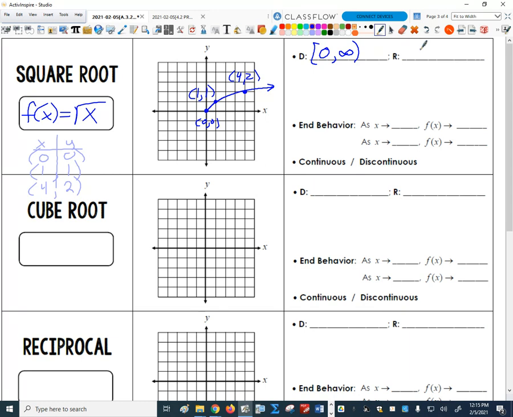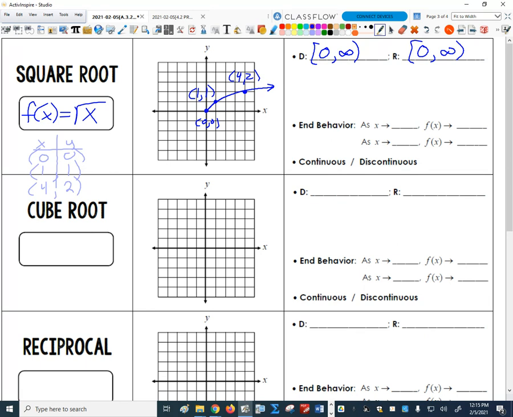Okay, so look at the y. It goes up forever, doesn't it? The y values increase forever. Is there a lowest value of y? Yes, 0. Okay, good. So it's the same thing, isn't it? The y values go from 0 to infinity. And again, I need a bracket there, don't I? Because I'm including 0. Okay.